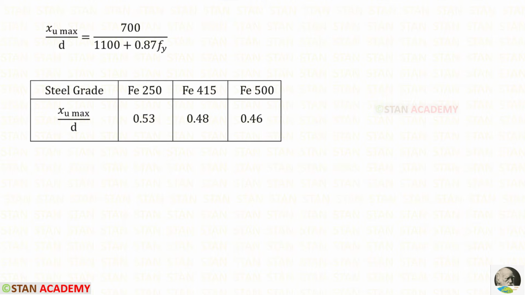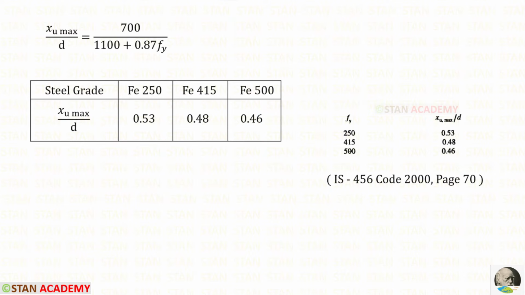For different grades, we can find xu max upon d. For fy, we have to apply 250, 415 and 500. In this way, we will get these three values. In the code book also, you can check in the page number 70.